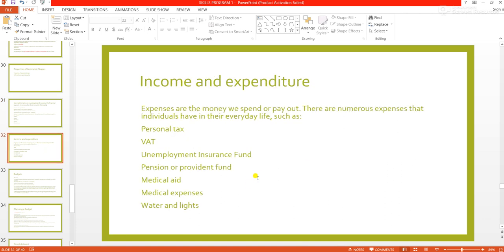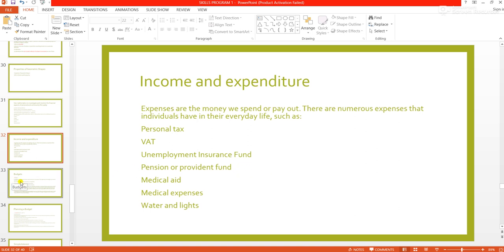Moving on to the next slide, we've got expenses, which are the money we spend or pay out. There are numerous expenses that individuals have in their everyday life, such as personal tax, VAT, unemployment insurance fund, pensions or provident fund, medical aid, medical expenses, water, and light. So these fall under the category of expenses.